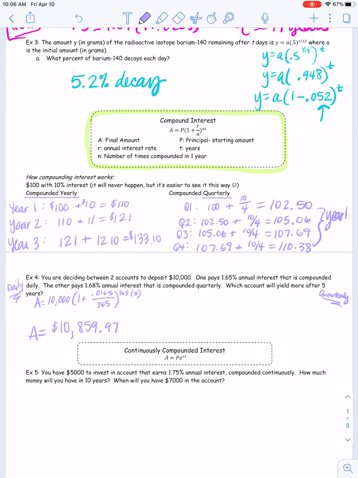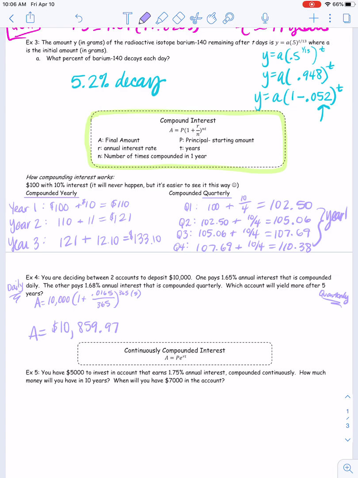So over those 5 years, you got an interest amount of $859.97. So you made some money after those 5 years. Cool. Well, let's see if quarterly is going to be a better bang for our buck or if it's not going to give us as much as compounding daily.